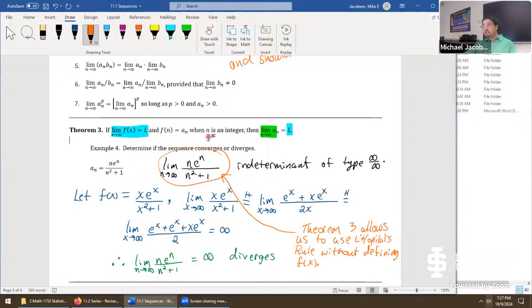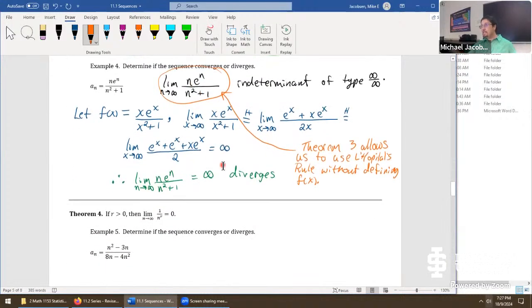Okay, so theorem 3 is huge. It allows us to do weird things with a sequence which is not differentiable. Defining a new function is like the translation layer that makes that correct when you use L'Hopital's rule here. So this is kind of a big march looking at different theorems.